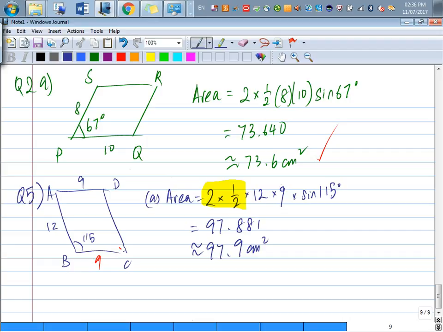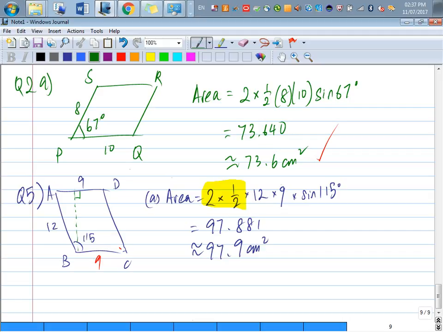B to AD, one perpendicular line. So this is the line. What is the length of this green color line? How should we do it? How can you find the green color length?